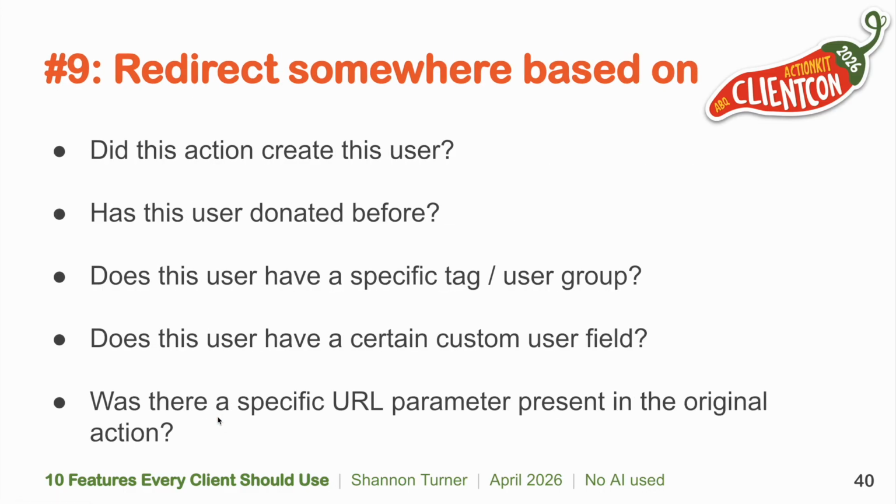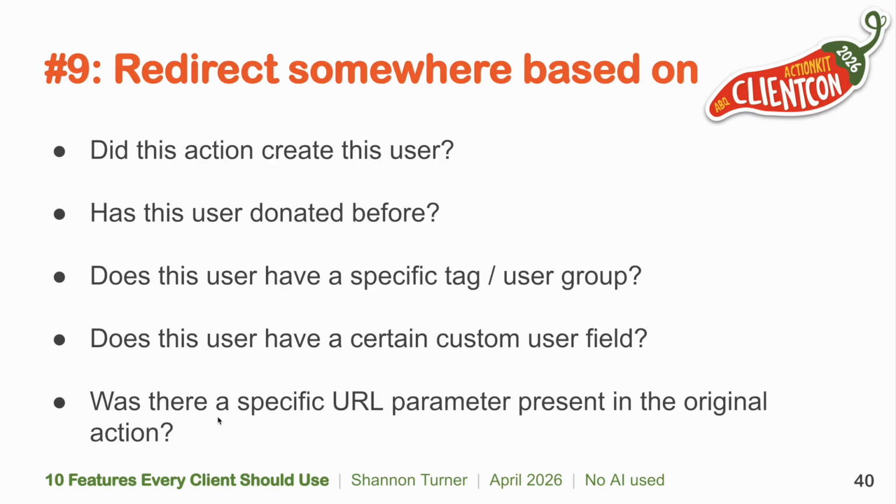So some really practical things that you could do today with this would be to redirect to a different place based on questions like, did this action create this user? Has this user donated before? Does this user have a specific tag or user group? Does this user have a specific custom user field with a specific value? Or was there a specific URL parameter present in the original action?